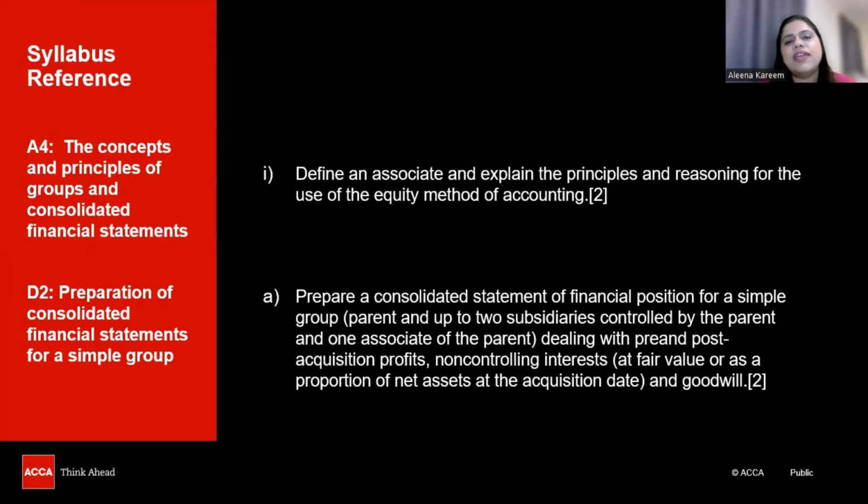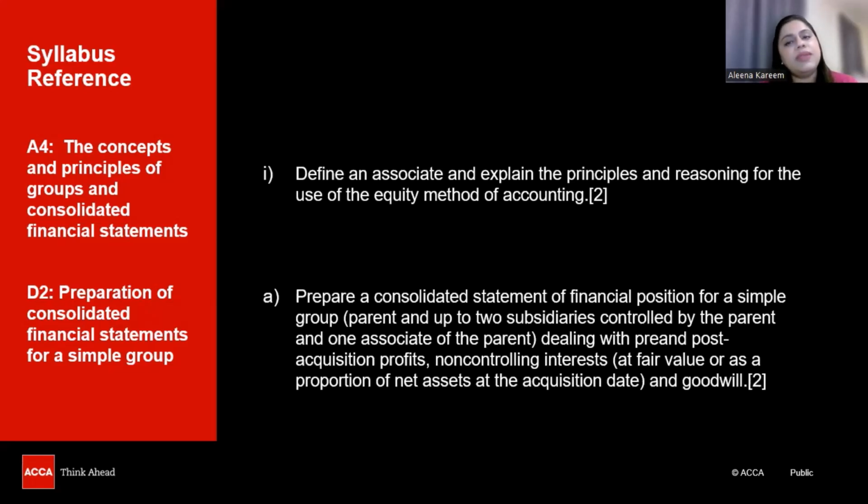As you can see over here, I've made the reference of the syllabus also, different syllabus areas. Please focus on them. In one of the recent updates in the syllabus, the examiner has emphasized that dividend is also something which can be tested over here.